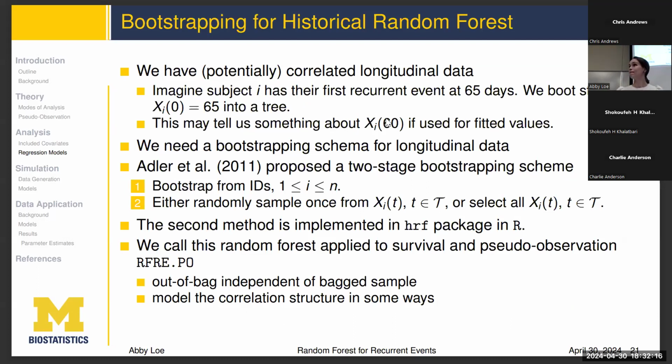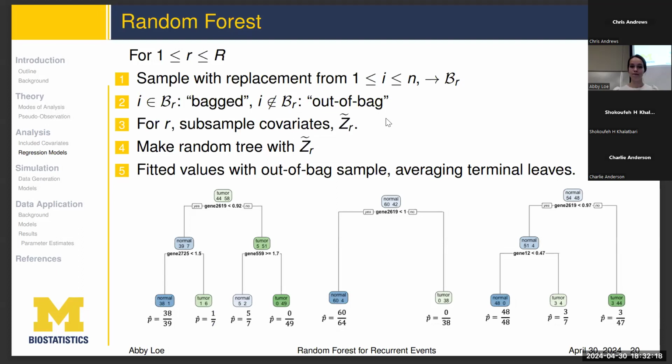Can you quickly go over again the out of bag versus bagged? I'm not clear about what the difference was. Yeah, so if you are bootstrapped in a certain replicate, say replicate 10, if we include observation i in B10 for creating a tree, you have been bagged. So it means it's in that particular sample. That observation is used in the construction of that random tree.